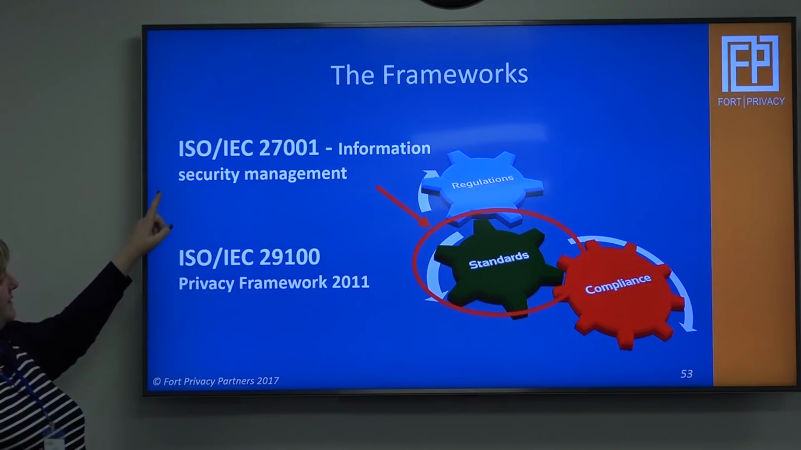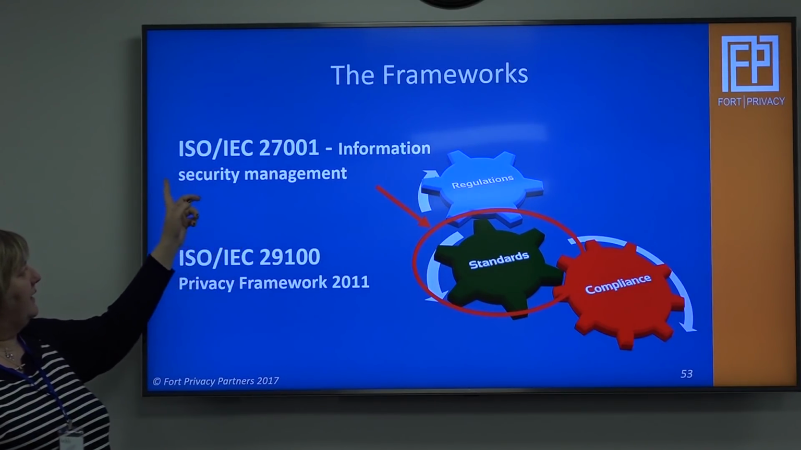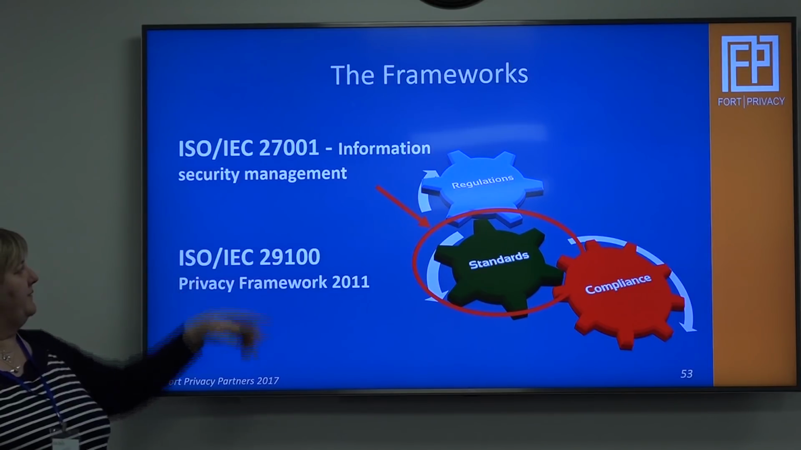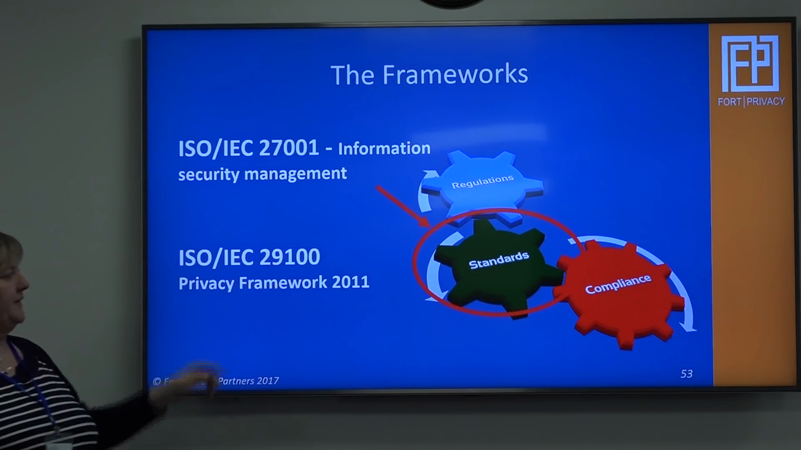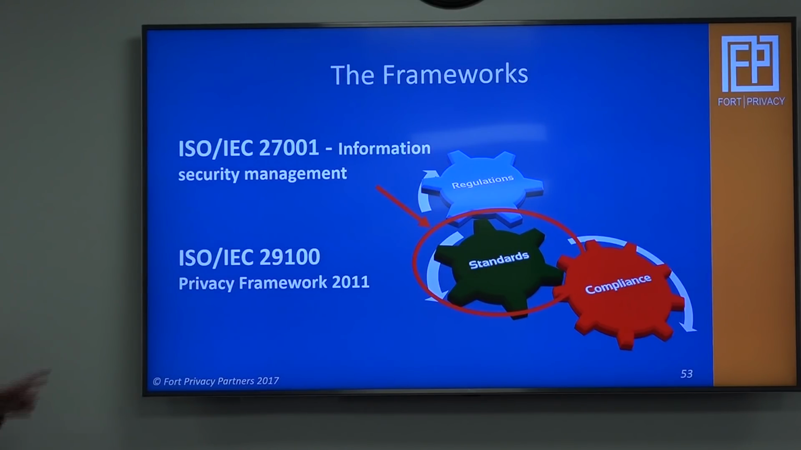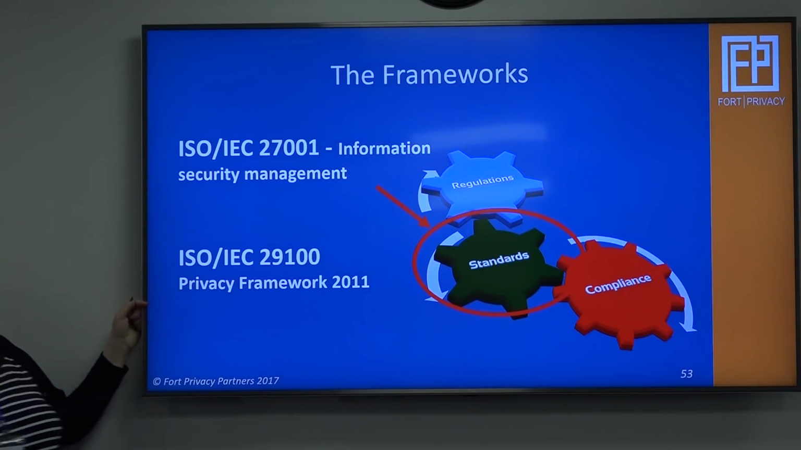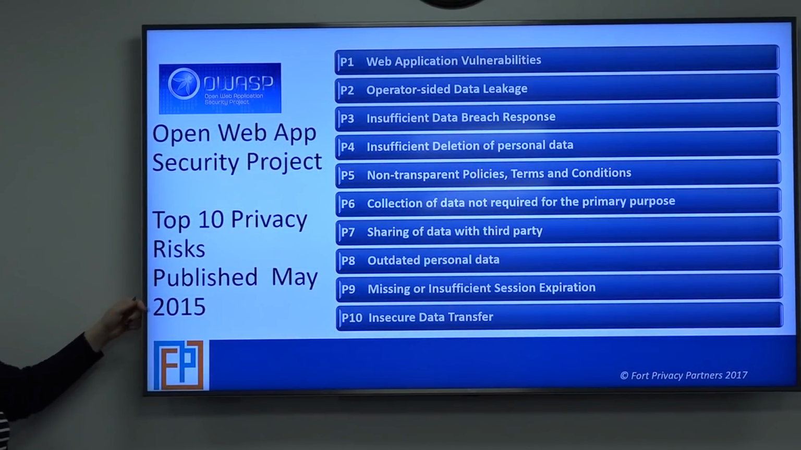What we're looking at here is the framework. For the security part, we're looking at ISO 27001, and for the privacy part, there's the 29100 privacy framework, 2011. Between those, there are a number of data handling techniques and data security techniques. Now, you're all 27001 compliant, so I'm not going to go into that.